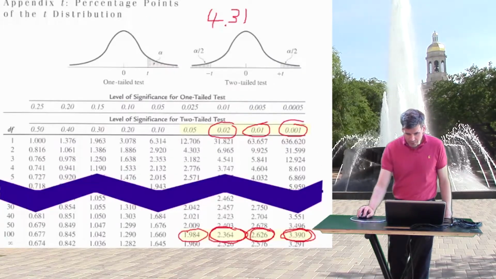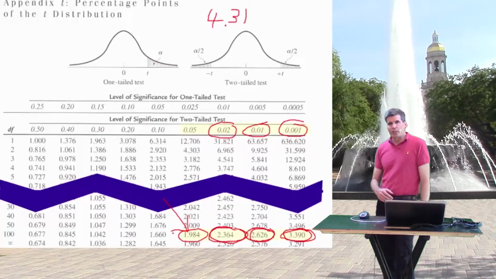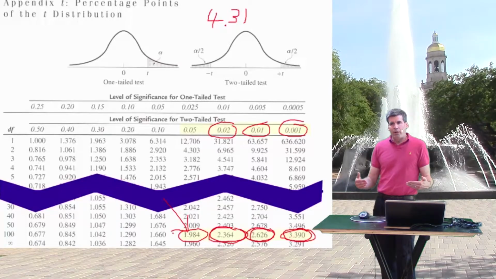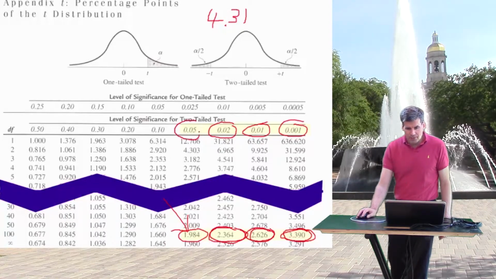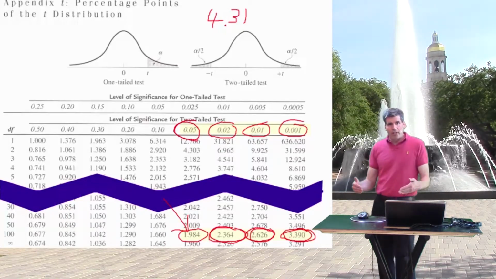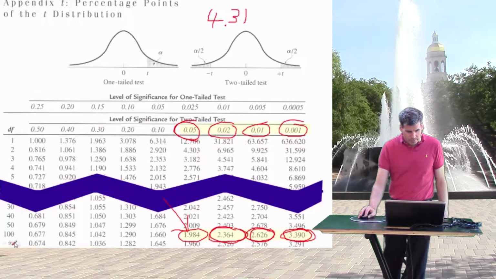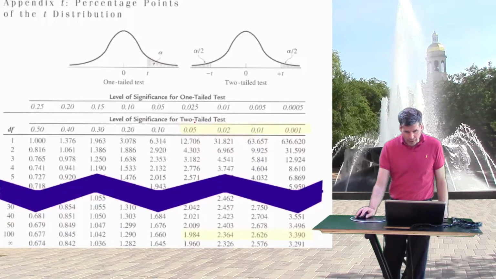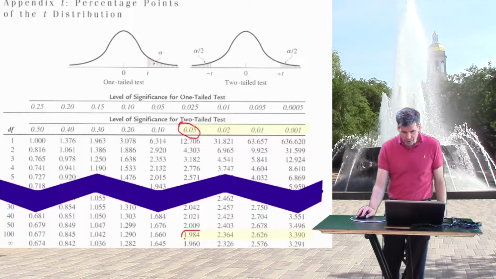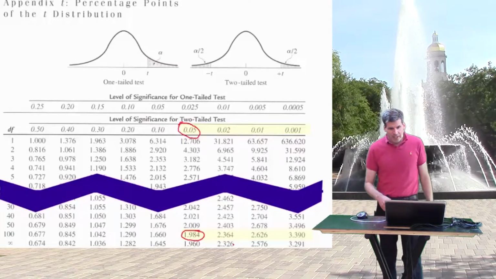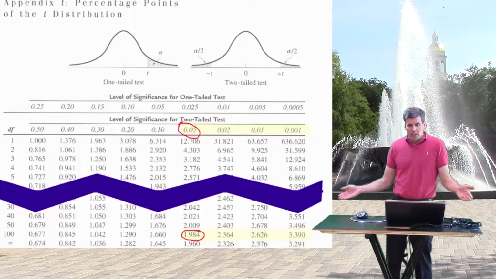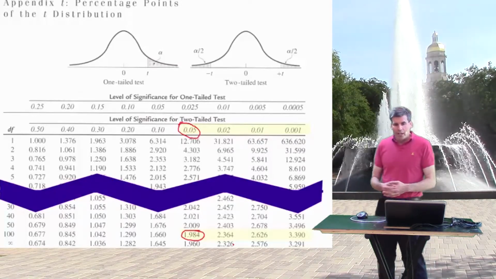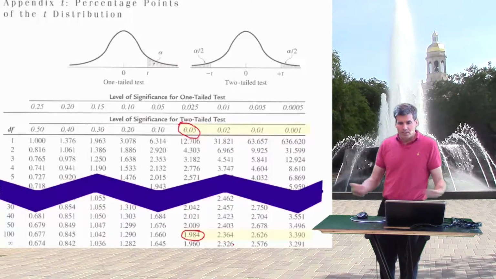This one right here, 1.984. That's the critical value for p is less than 0.05. And for this class, I will always be asking for 95% confidence intervals, so you will always be using the critical values for 0.05. So, for example, with 100 degrees of freedom, what this says is that 95% of the time, your t-value will be less extreme than 1.984, and 5% of the time, the t-values will be greater than this.